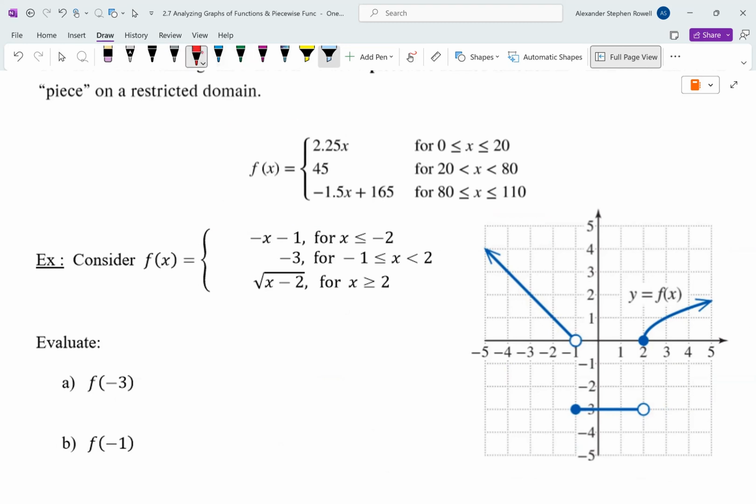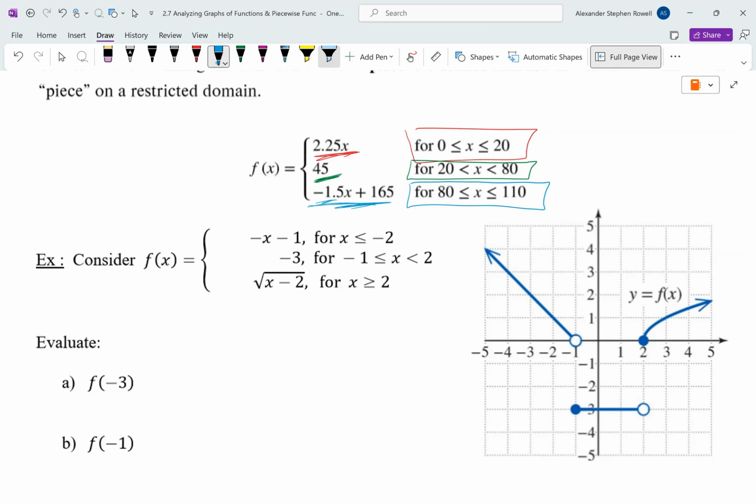So the way we do that is we say that for the x values between 0 and 20, my function looks like this line. However, if my x value is between 20 seconds and 80 seconds, I'm at a constant 45 miles per hour, so y equals 45. And after 80 seconds, between 80 seconds and 110 seconds, I'm decelerating, so I have negative slope, but my function looks like this line. Are there any questions about this?